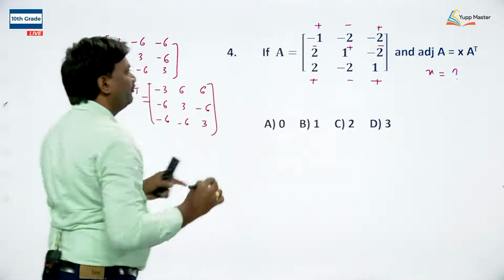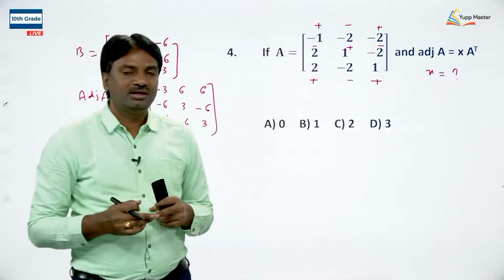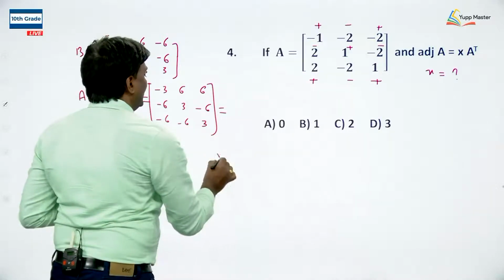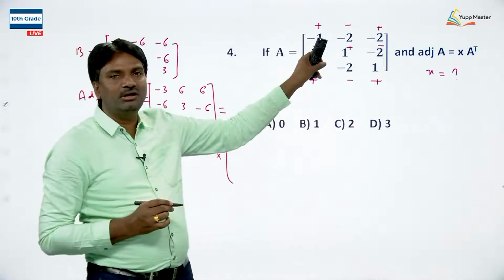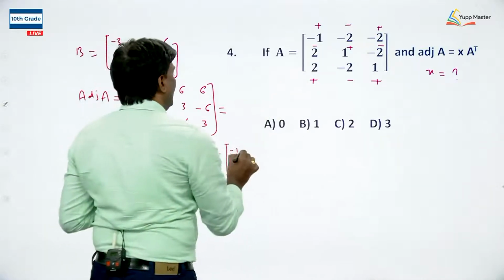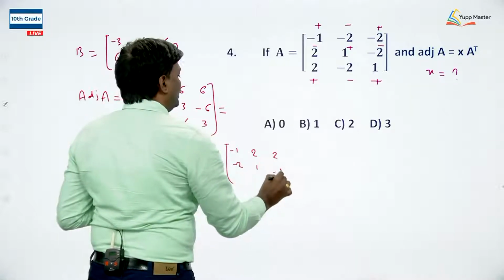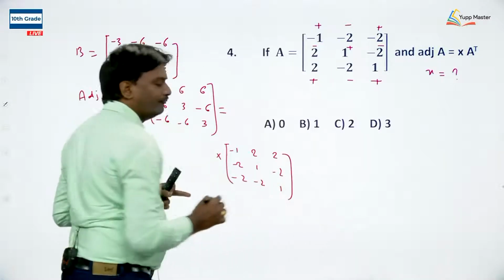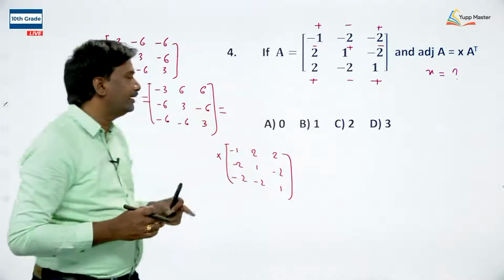According to the problem, we have adjoint A equal to x into A transpose. Adjoint A is given as x into A transpose. So, x into A transpose means by interchanging the rows and columns of this matrix, you will get minus 1, 2, 2, minus 2, 1, minus 2, minus 2, minus 2, 1. Now, we have to get the value of x, adjoint A equal to x into A transpose.